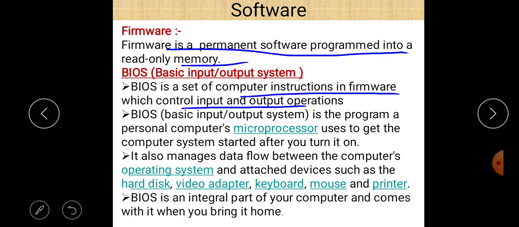These instructions are executed first, just when we give the power supply to our computer system. They also manage the data flow between the computer operating system and attached devices such as the hard disk, video adapter, keyboard, mouse and the printer. BIOS is an integral part of your computer system and comes with it when you bring it home. When you purchase the computer system, they are part of it, and these instructions are executed just after you give the power supply to your computer system.